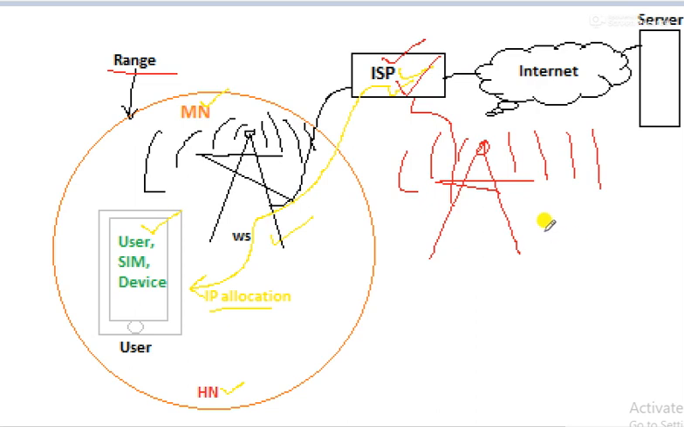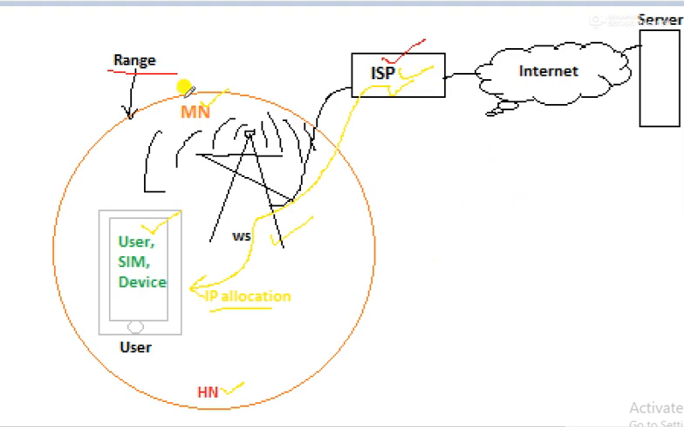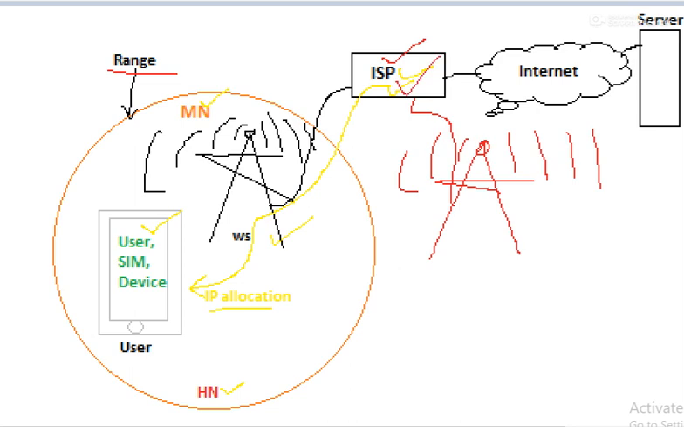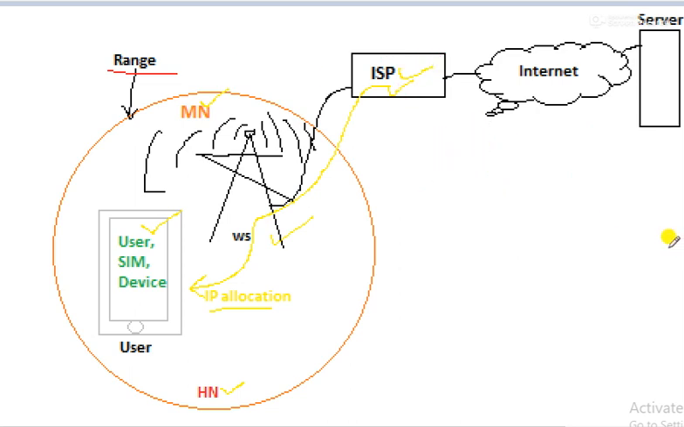So in short, this is your home network again. Home network in the sense it covers the same region again. Again I am repeating, the region. So what is the meaning behind it is, let's consider an example.